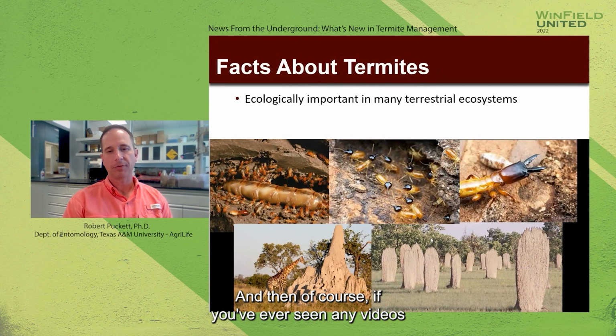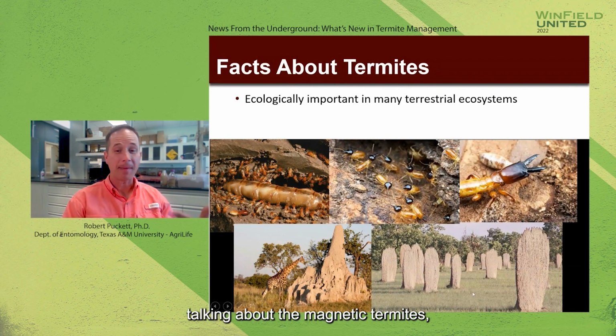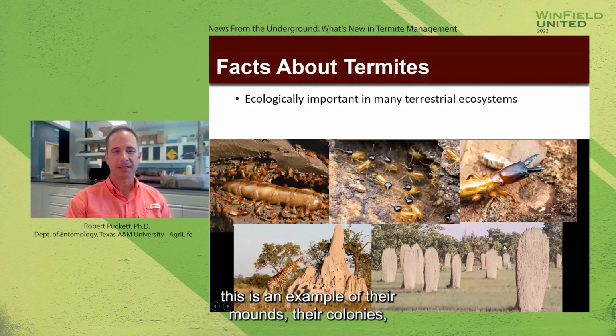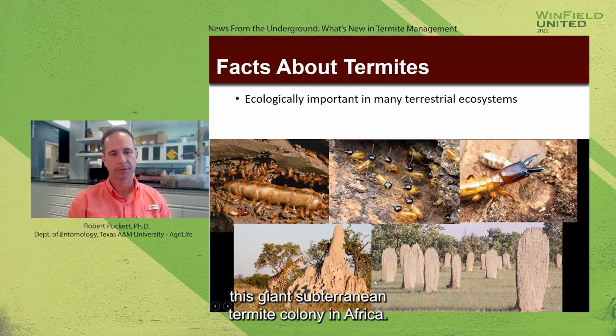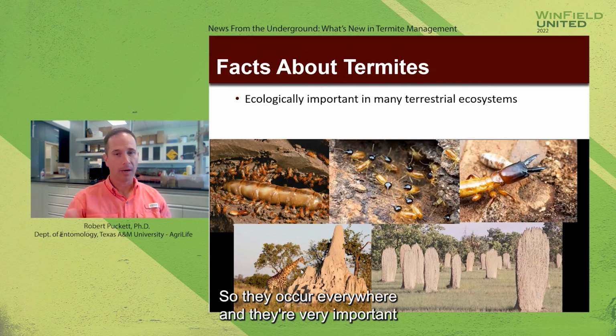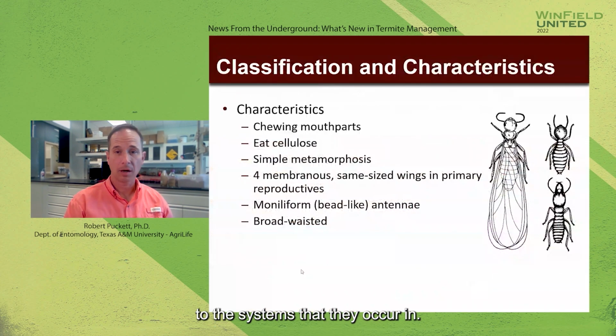And then, of course, if you've ever seen any videos talking about the magnetic termites, this is an example of their mounds, their colonies, and then, of course, this giant subterranean termite colony in Africa. So they occur everywhere, and they're very important to the systems that they occur in.